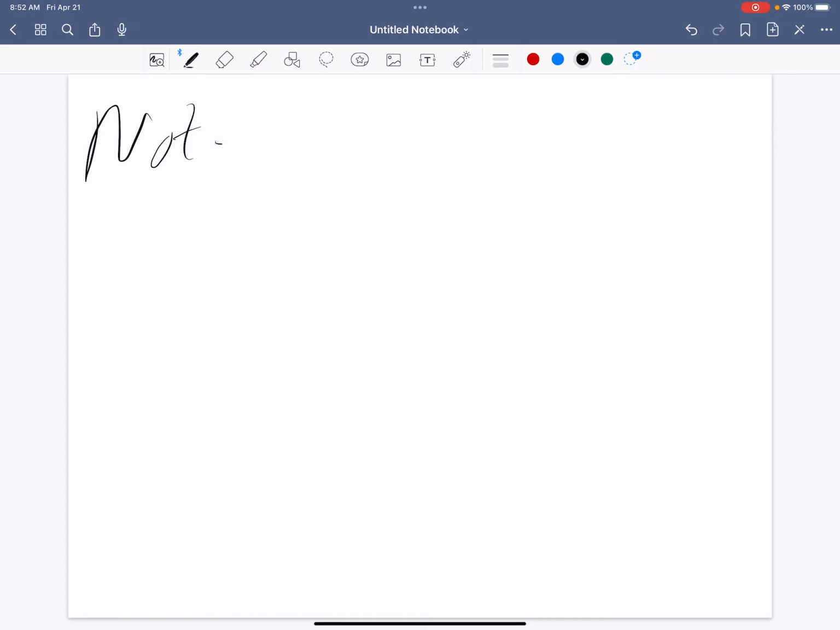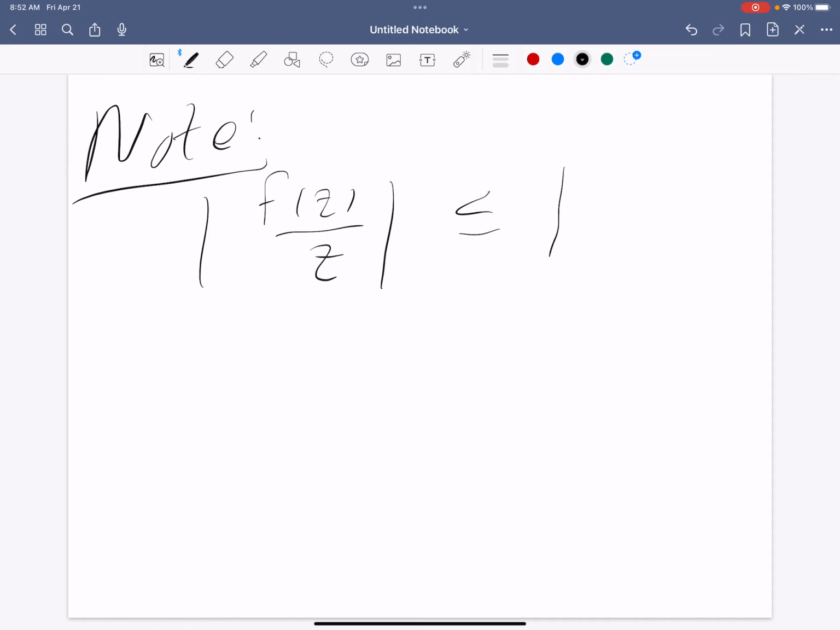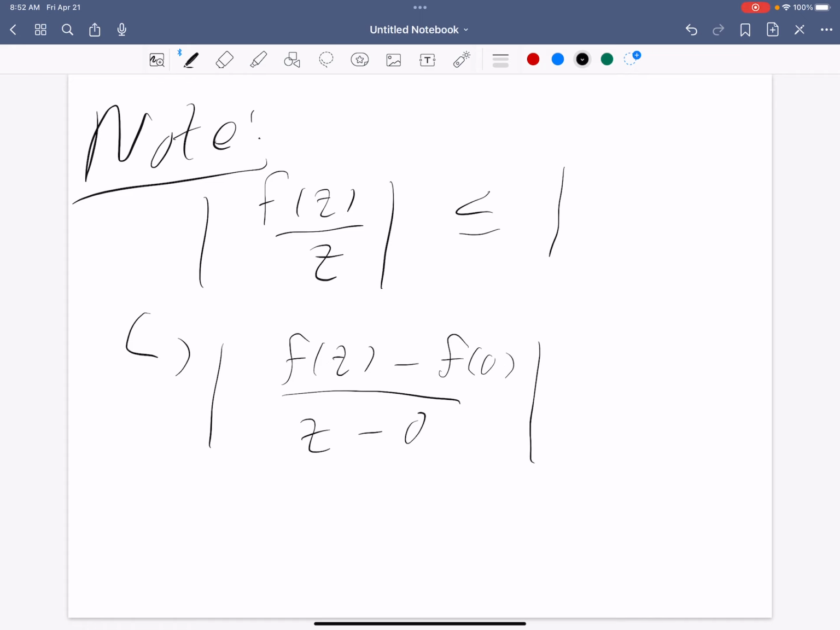So, note well. This tells me that |f(z)/z| is less than or equal to 1, and let me rewrite that as follows: (f(z) - f(0))/(z - 0), with z minus 0 in the bottom. What do we know f(0) is? By hypothesis, it was 0. Oh, hey, that difference quotient is less than or equal to 1 in modulus, so I know the modulus of the derivative at 0 has to be less than or equal to 1 always. That's a fun little consequence, and let's push that further.